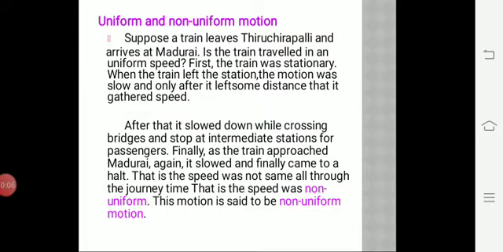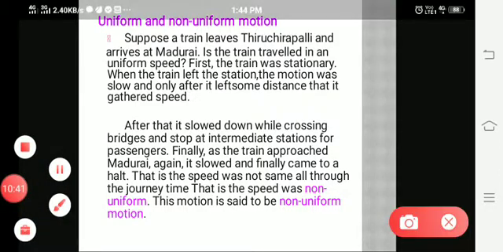Now we are going to see about uniform and non-uniform motion. Suppose a train leaves Tiruchirappalli and arrives at Madurai. Just consider a train traveling from one place to another place. Now, will the train be traveling at a uniform speed? No, it won't travel at a uniform speed. Sometimes the train may be stopped at a junction. If it is at rest, we say the technical term is stationary. Stationary means the train is at rest.